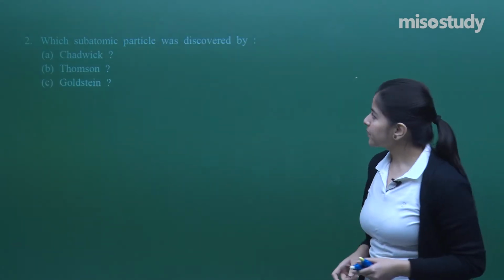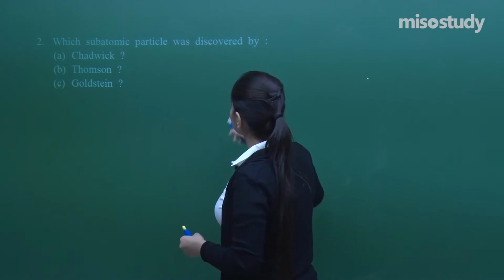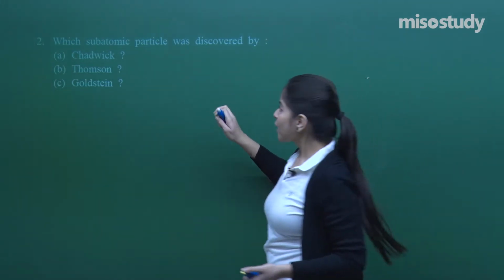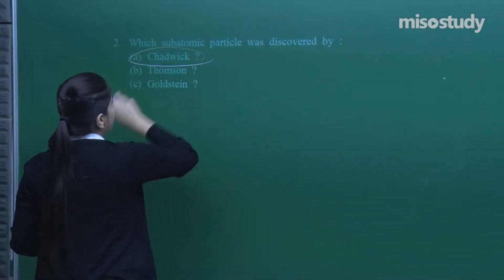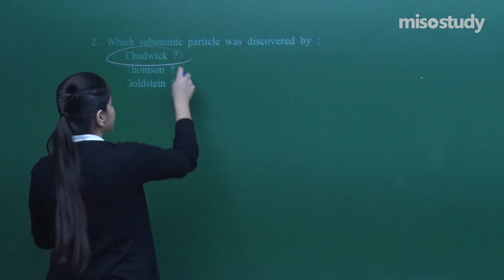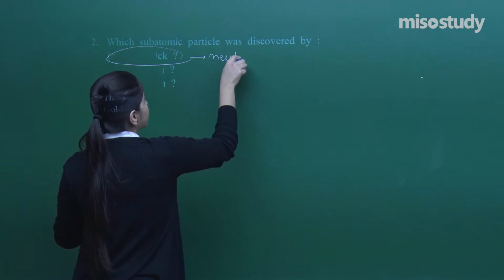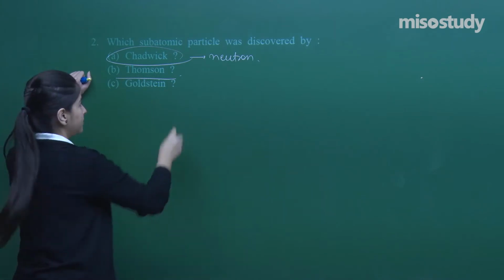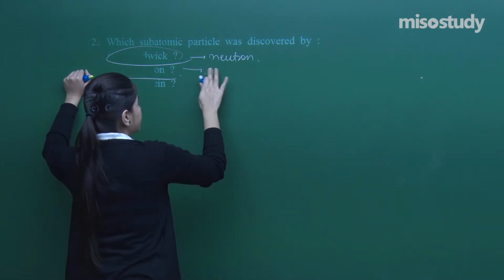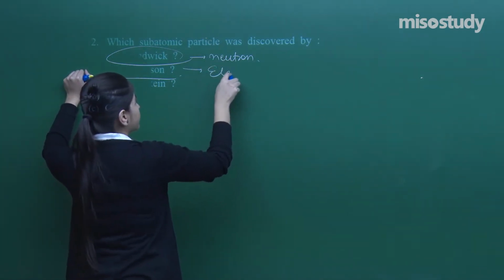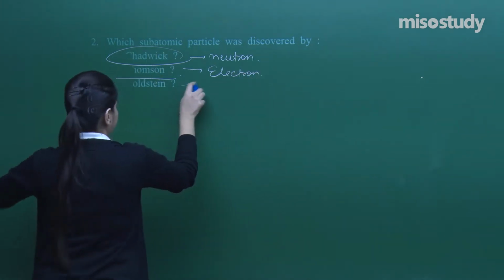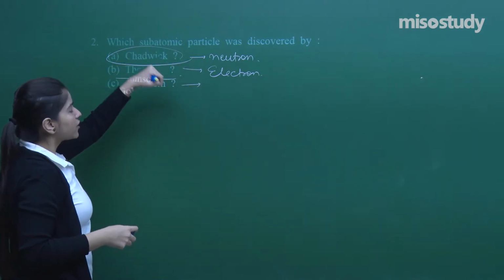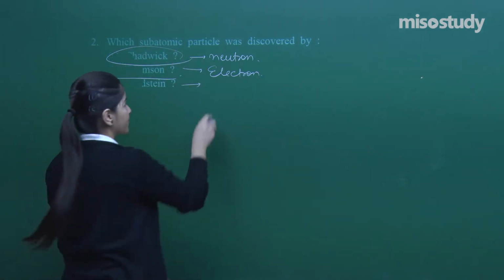Now the next question. Which subatomic particle was discovered by these scientists? These discoveries are really very important along with the name of the scientist. First one, James Chadwick: the neutron has been discovered by him. J.J. Thomson discovered the electron. E. Goldstein, what did he do? Now only one subatomic particle is left, that is the proton.